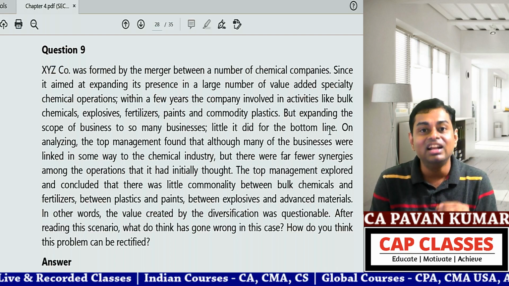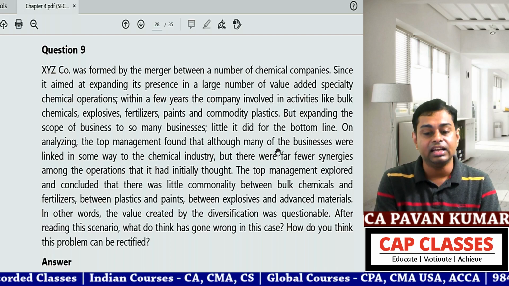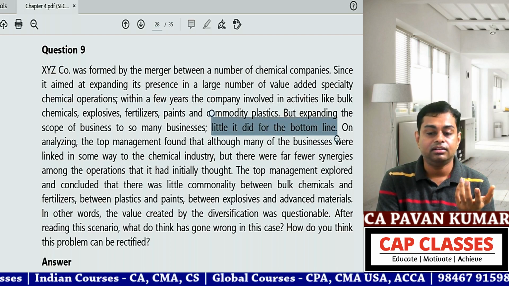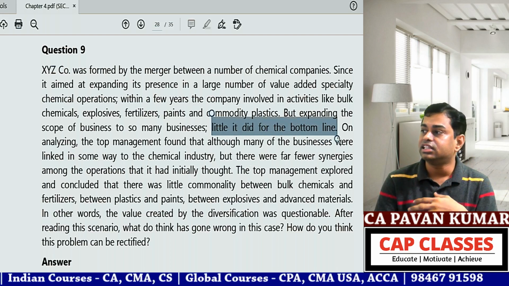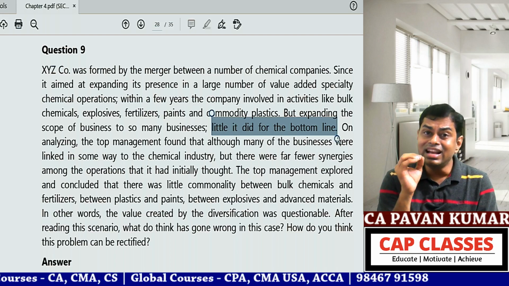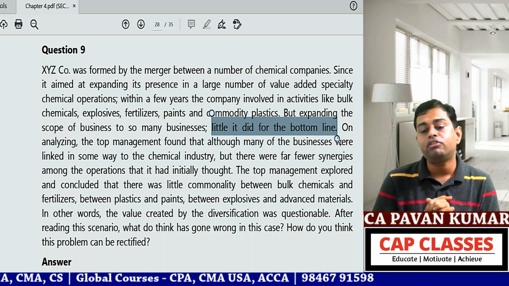So what is bottom line? Profit. What is top line? Sales. So here what they are saying is that the bottom line is not increasing. Pavan sir, I have started businesses left and right, but little it did for the bottom line. That means there is no increase in profit.